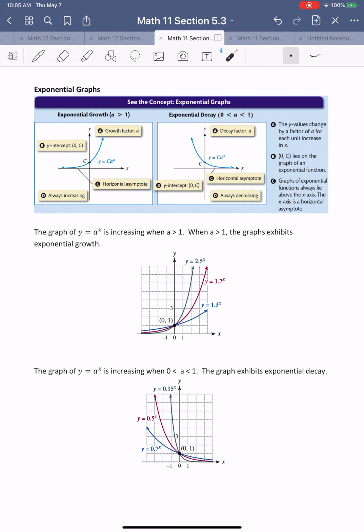The graph of y equals a to the x power is increasing when a is greater than 1. So when a is greater than 1, the graph exhibits exponential growth. As long as the base is greater than 1, it's all increasing. And then y equals a to the x is increasing. Oh, that should be decreasing. Okay, that's a typo here. It should be decreasing when a is between 0 and 1, so the graph exhibits exponential decay. It's getting smaller, exponentially.